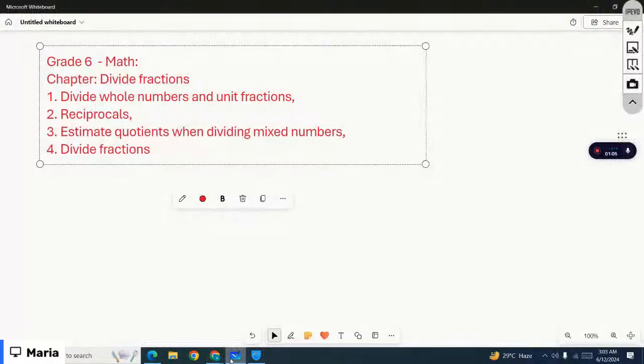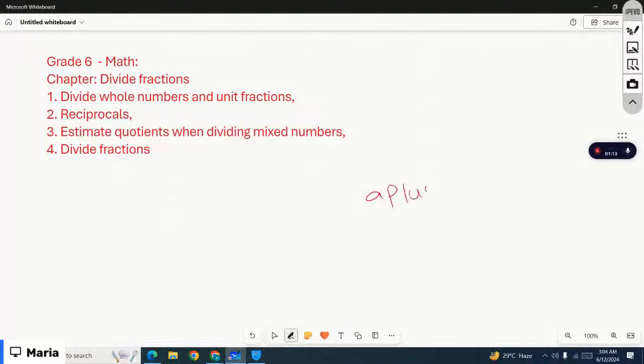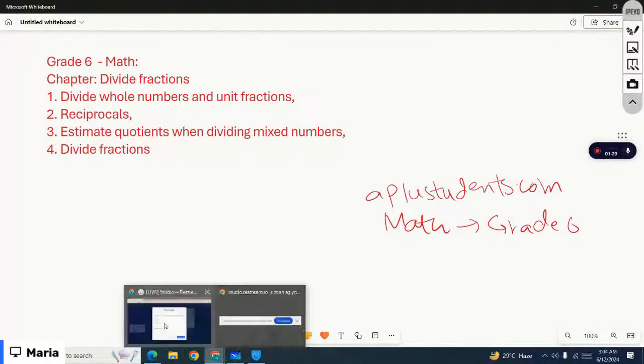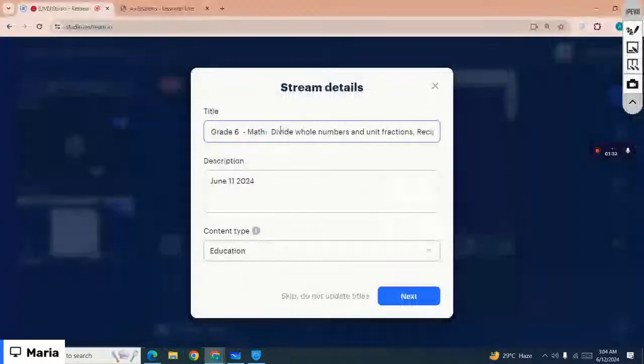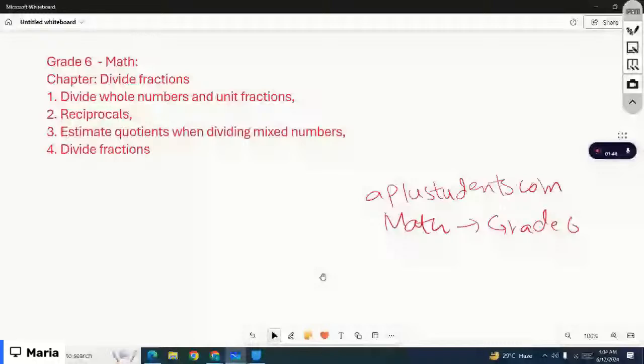You can find all the lessons on students.com. You have to log in there using your email address and password as provided by the administrator. Then you have to select math from the subject tab, scroll down to grade 6 math, and then click on view all lessons. There you can find a list of the chapters.